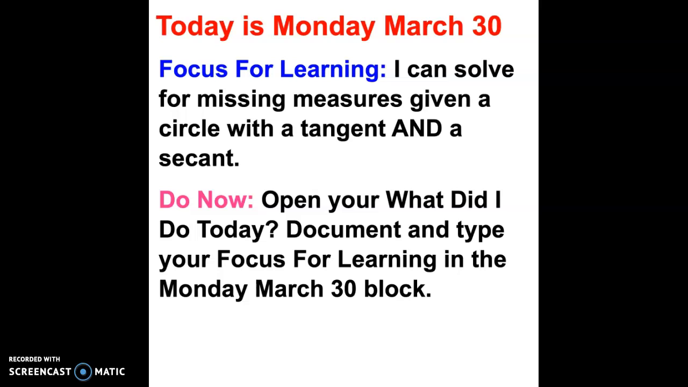Our focus for learning for today is I can solve for missing measures given a circle with a tangent and a secant. We talked about solving for missing measures when we have a circle that has a tangent and a secant in it last week, and I noticed that a lot of you commented on the Google form from Thursday that you were still having a little bit of trouble with solving the problems that have a tangent and a secant in them. So we're going to go over that and just do another example of that today.